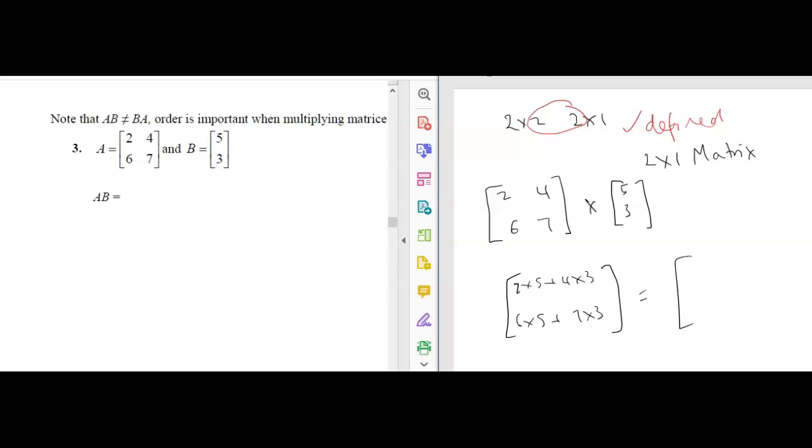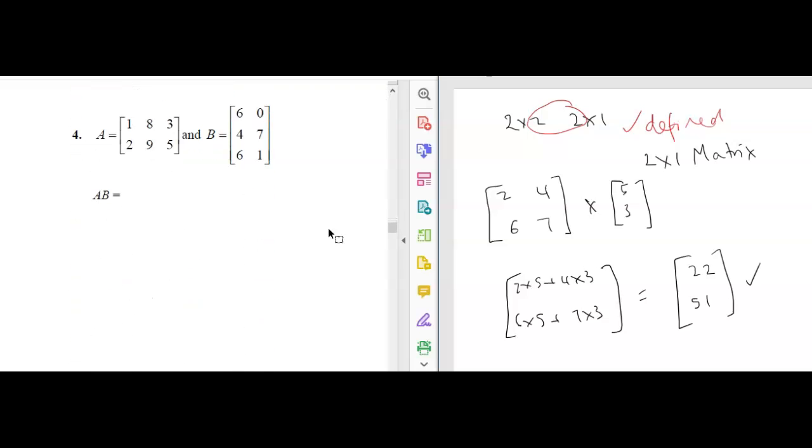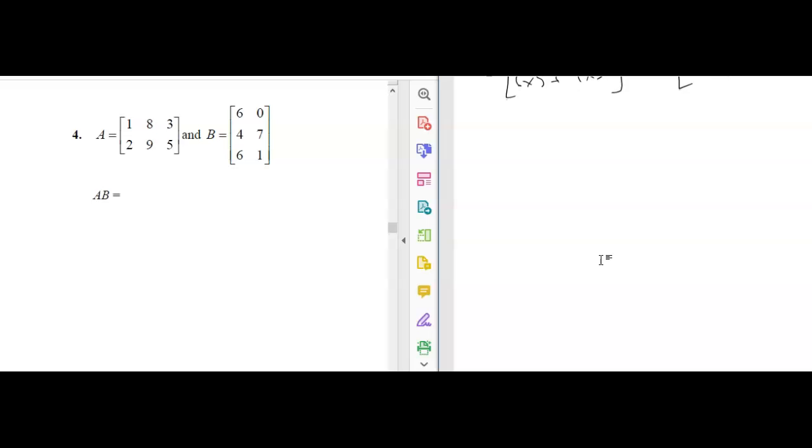All right, so 2 times 5 is 10, 4 times 3 is 12, so we're going to have 22. And then 6 times 5 is 30, 7 times 3 is 21, so we have 51. And you can just check, is it a 2 by 1 matrix? 2 rows, 1 column, awesome. So assuming that my multiplication is right, we're all good. Okay, and then question 4. Maybe have a go at doing question 4 on your own before watching the video, but up to you.